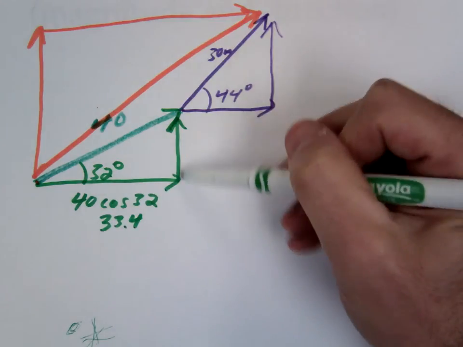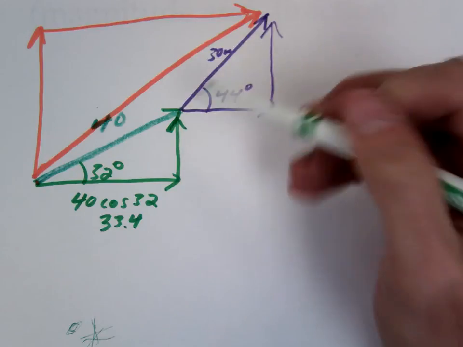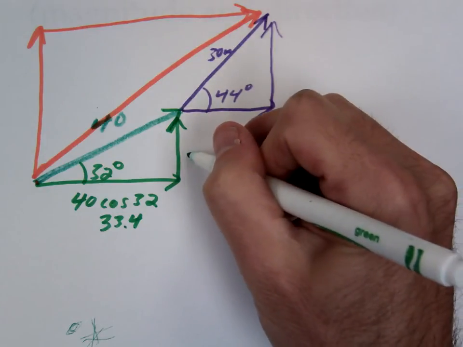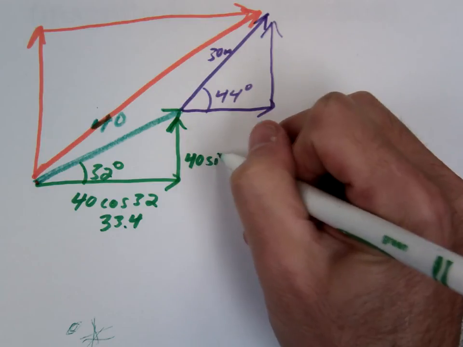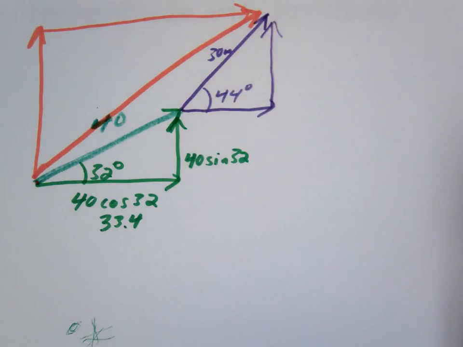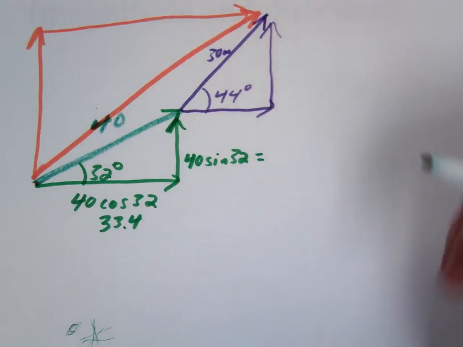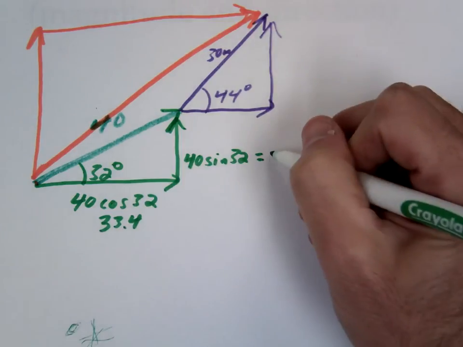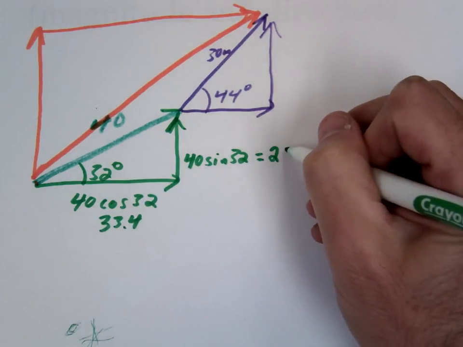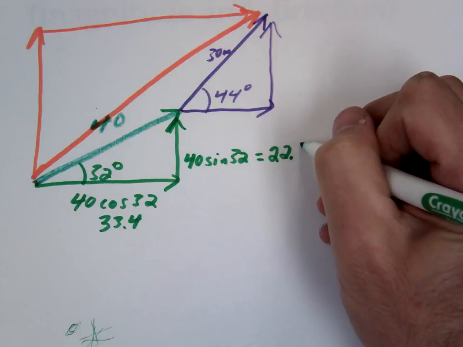All right, and then we're going to do this opposite side. To find this opposite side over here, this is going to be 40 sine of 32. Someone have the answer for that? 20.1.